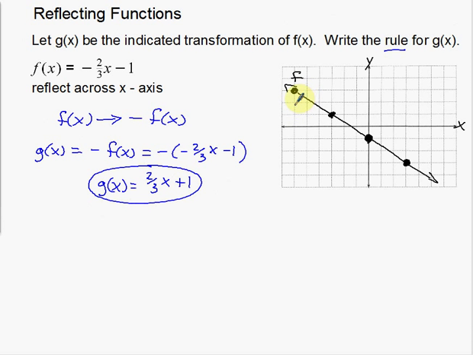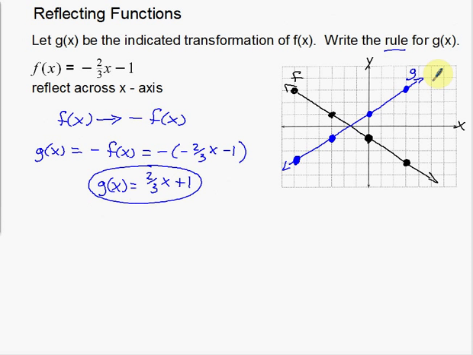Okay, this point is 1, 2, 3 away. Okay, it's 3 away. And so on this other side is going to be, let's see, 1, 2, 3. It's going to be about right there. All right. And then this point is 1 away, so it's going to be 1 away on the other side. And then this one is 1, 2, 3 on this side, so it's going to be 1, 2, 3 on this other side. And here is what my g function looks like.